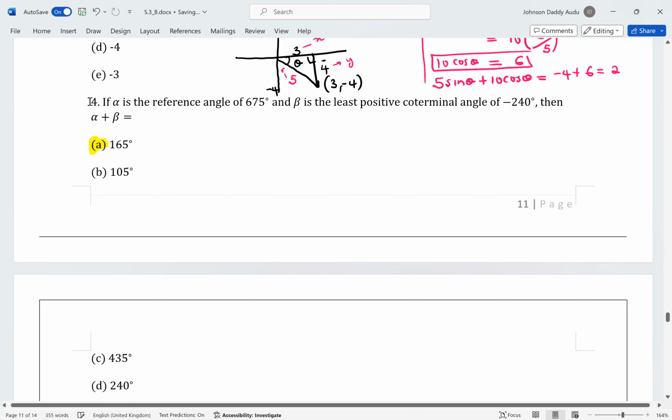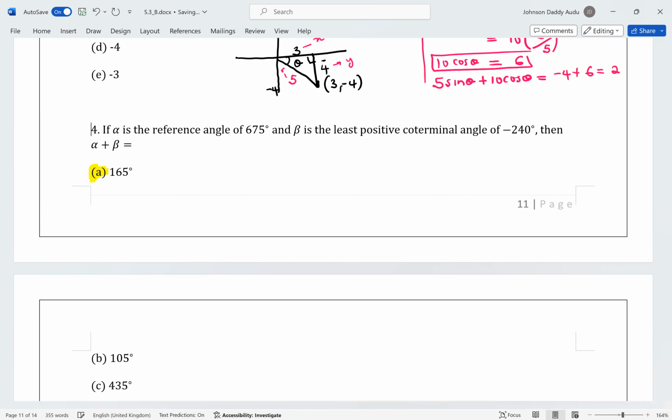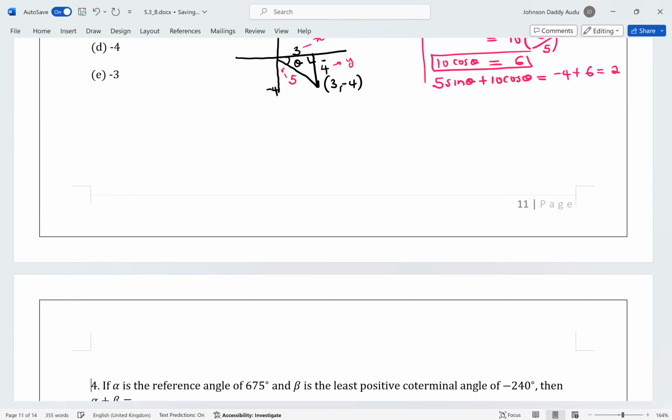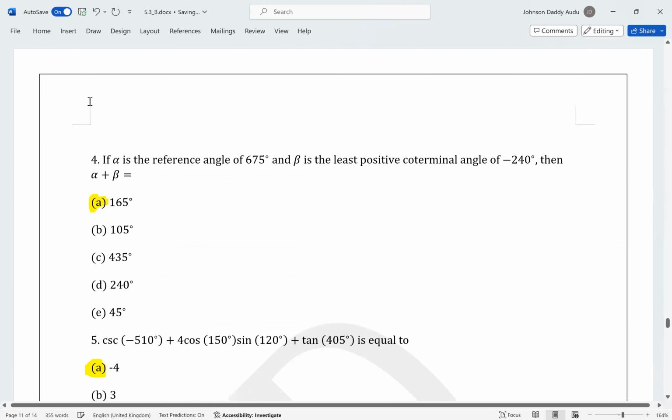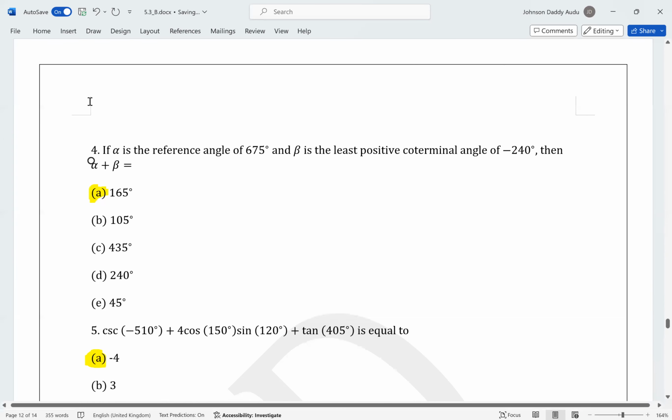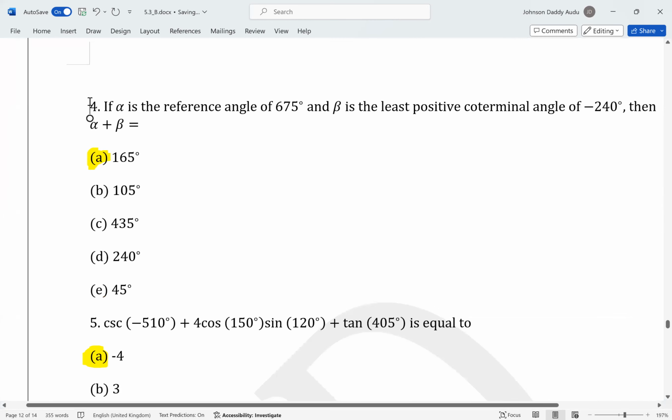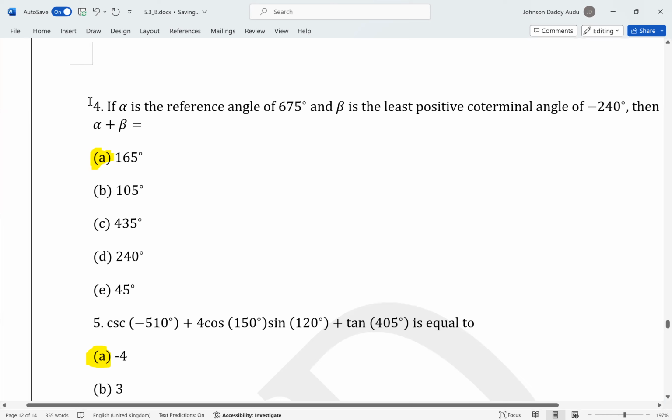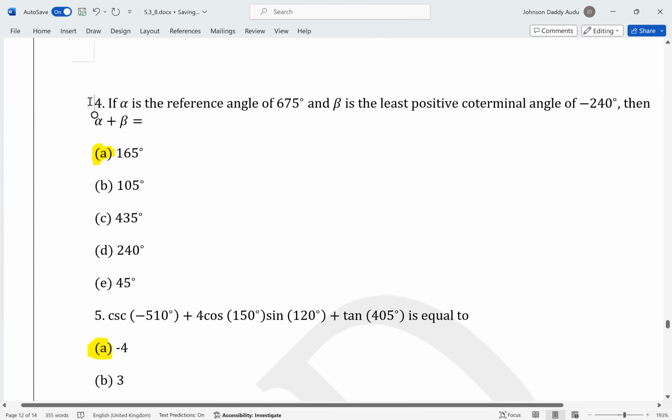Okay. Now number 4. Number 4 says alpha is the reference angle and beta is the least positive coterminal of minus 240 degrees. Then what is alpha plus beta? So let's find the reference angle here.